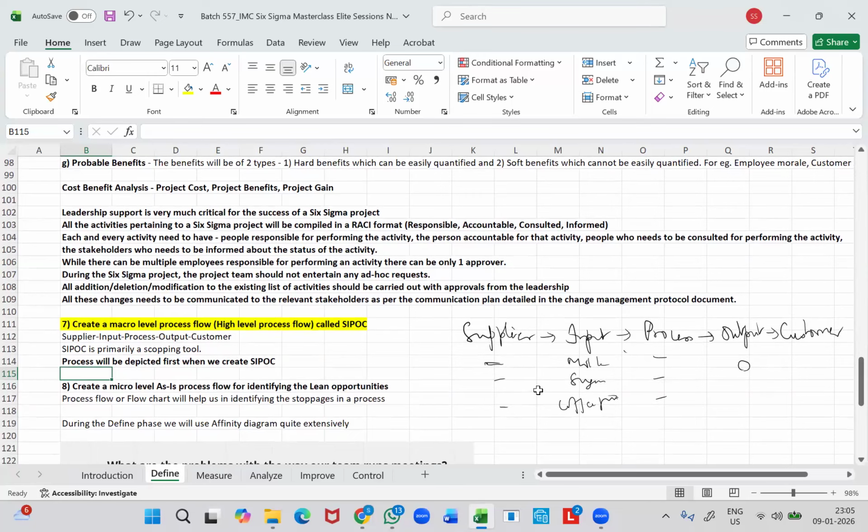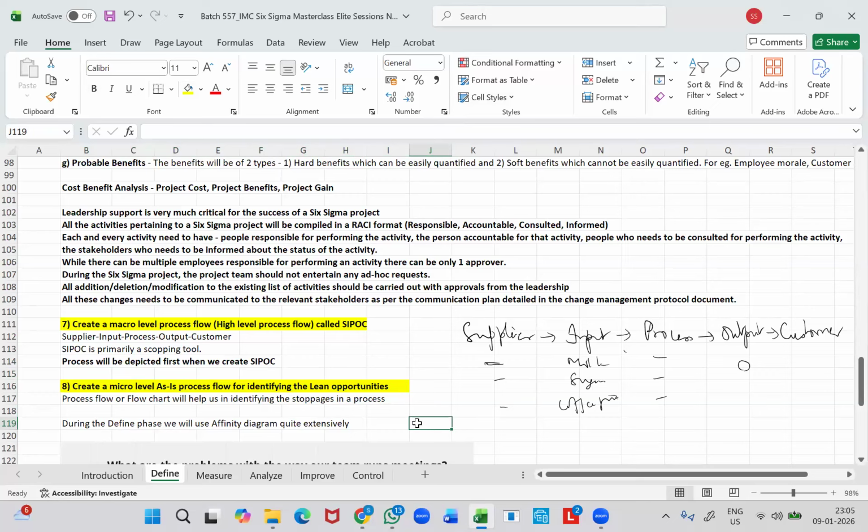So very, very important. And the final step in the define phase, we will also create a micro level as-is process flow. So this micro level as-is process flow, as I told you, is created in order to identify the lean opportunities existing for me in the process, right? So we had also discussed what exactly is as-is. So as-is is nothing but the depiction of the process as it is being executed on the shop floor. So depiction of the process as it is being executed on the shop floor is what we would call the as-is process flow.